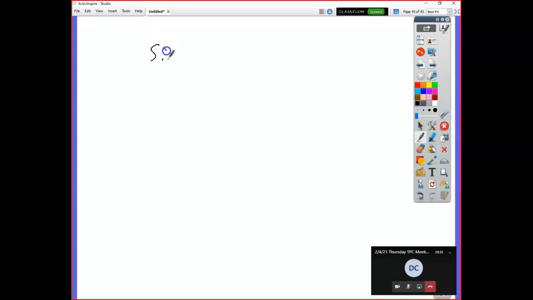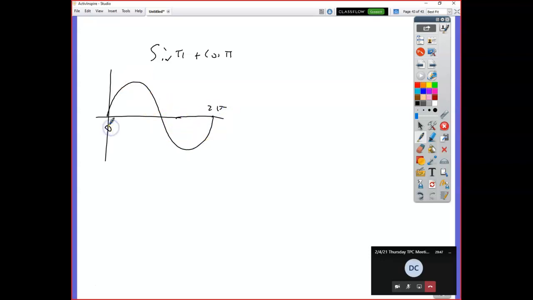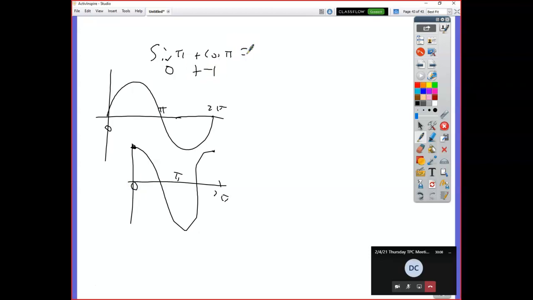Do it. Okay, sine of pi plus cosine of pi. What's sine of pi? Oh, it's the graph. Zero. Plus, what's cosine of pi? Negative 1. So 0 plus negative 1 is? Negative 1. We're done. You feel good? All right.